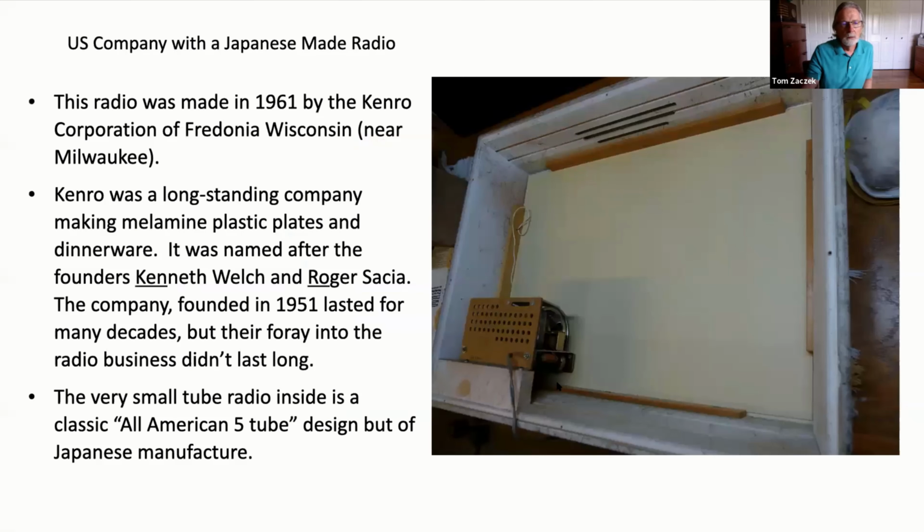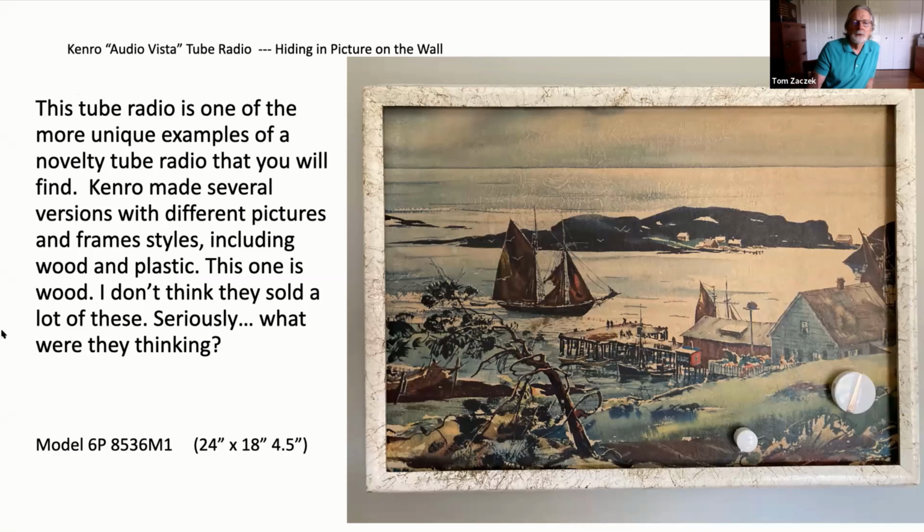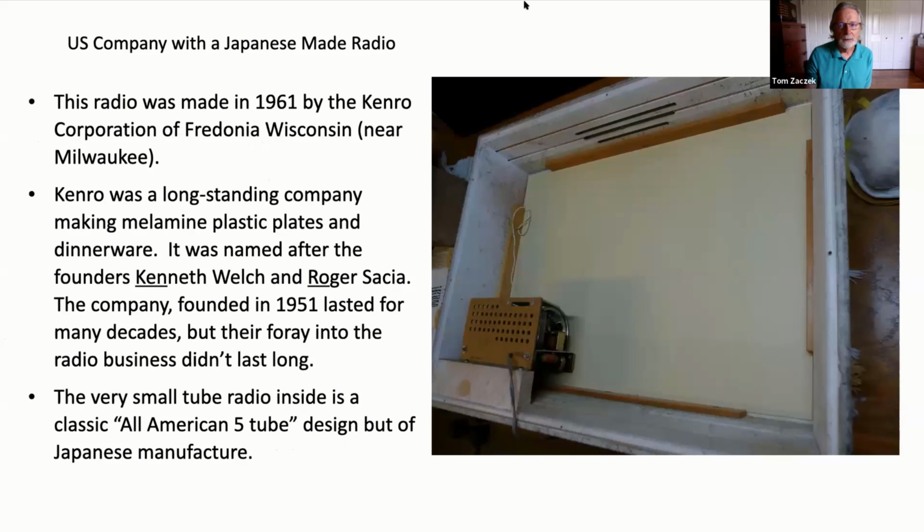I've got some slides here that I'll share with you. This is a Kenro Audio Vista tube radio, and they made a few versions of this thing. I found some on the Radio Museum website, and they made them with plastic frames and wooden frames. The one I have is made out of wood, and my comment is this was not an act of marketing genius. It's not a very big thing, and it's pretty ugly, actually. You can see how big that radio is. It's not very big at all.